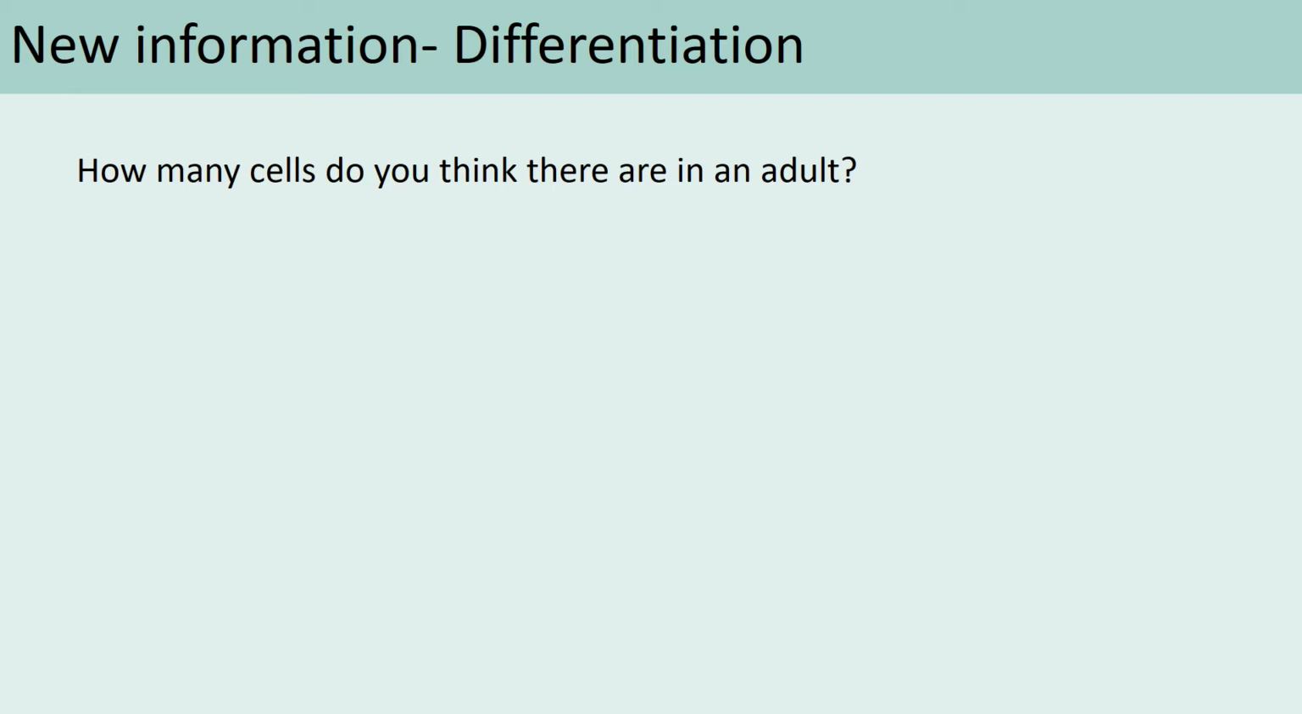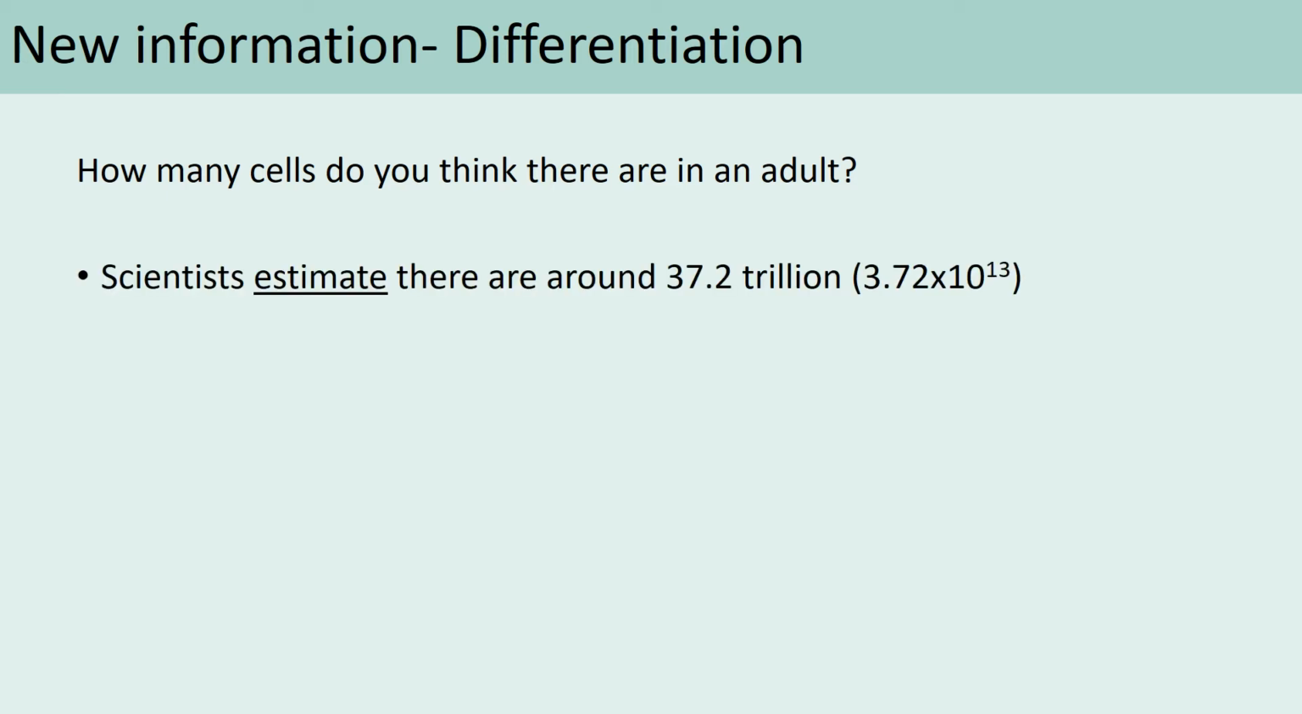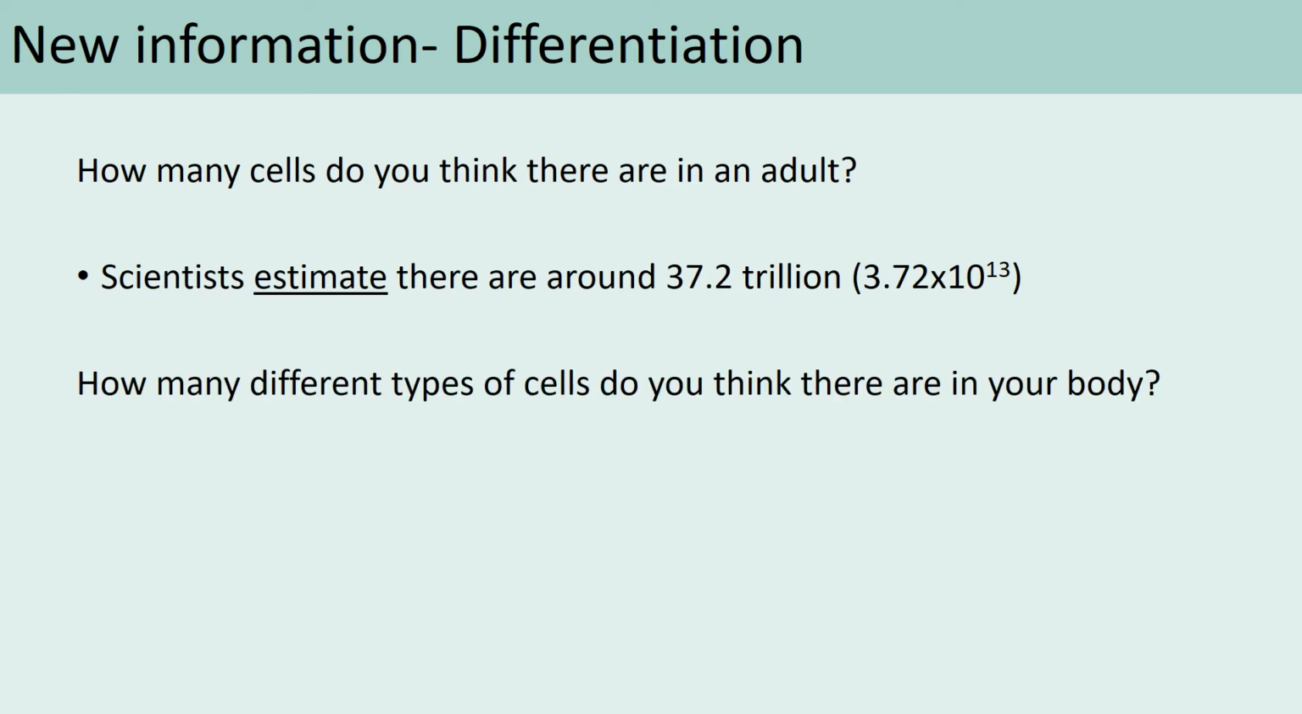Now, it is an estimate, but scientists estimate that there's around 37.2 trillion cells that make up an adult. So at the moment, you're still growing. So you haven't reached that number yet, but an adult will have about 37.2 trillion cells. Huge number. How many different types of cells do you think there are?